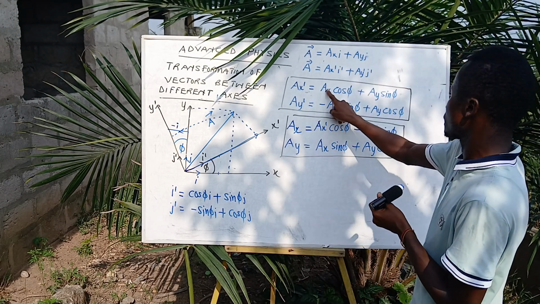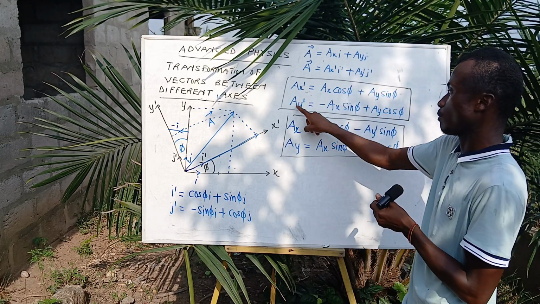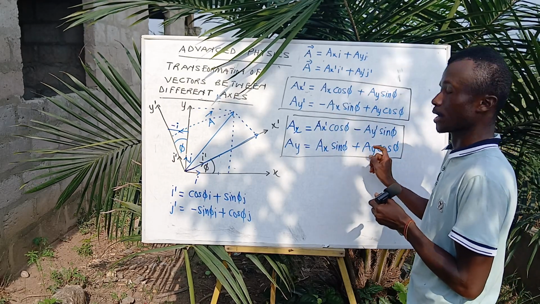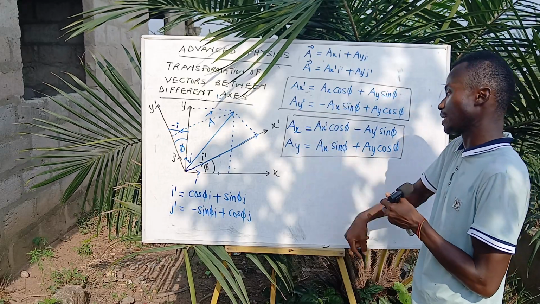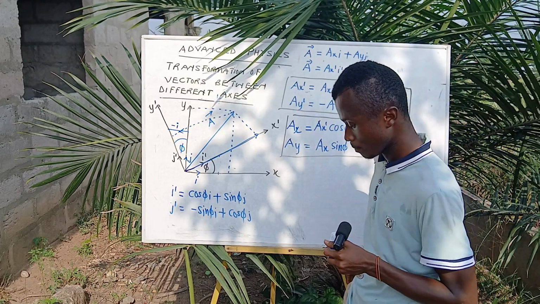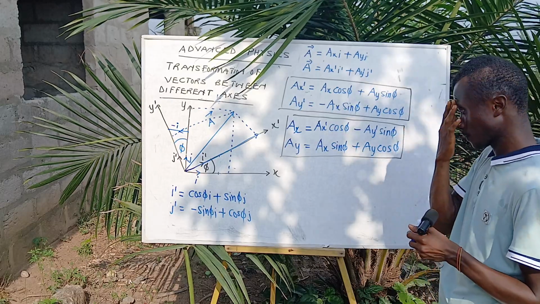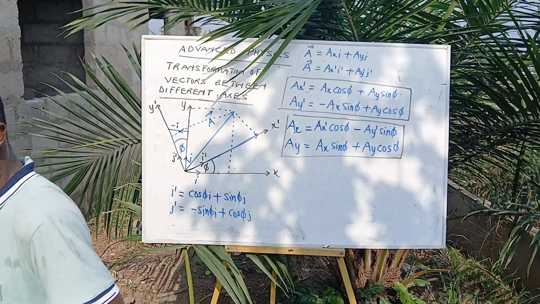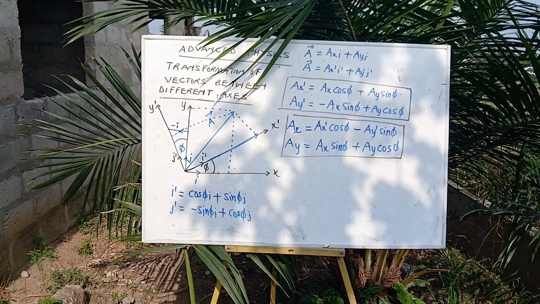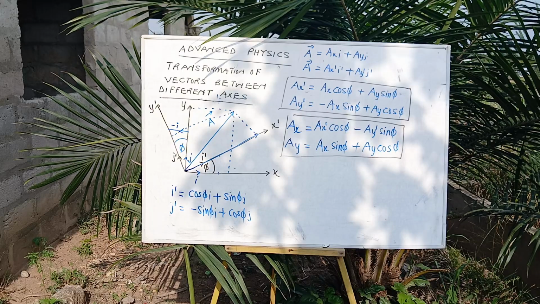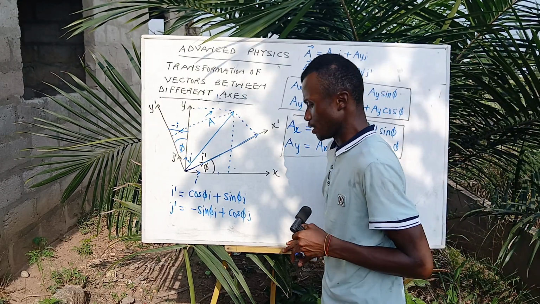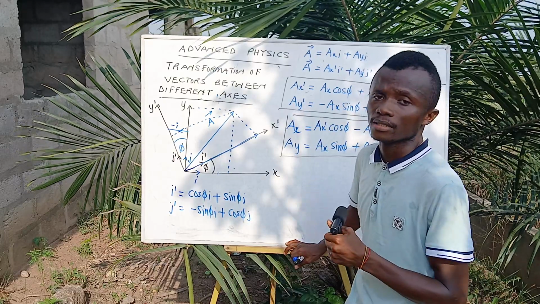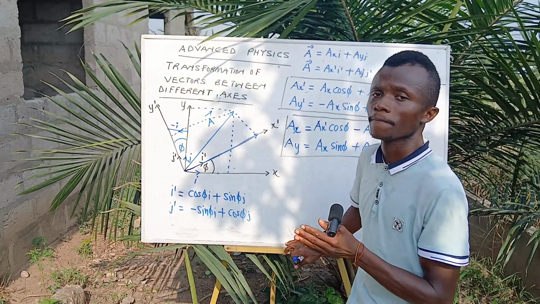If you are given ax and ay, you can simply find ax prime, ay prime with this transformation. If you're also given ax prime and ay prime, with this transformation you can find ax and then ay. So in summary, the coordinate of a vector is not an invariant. It varies from axis to axis.